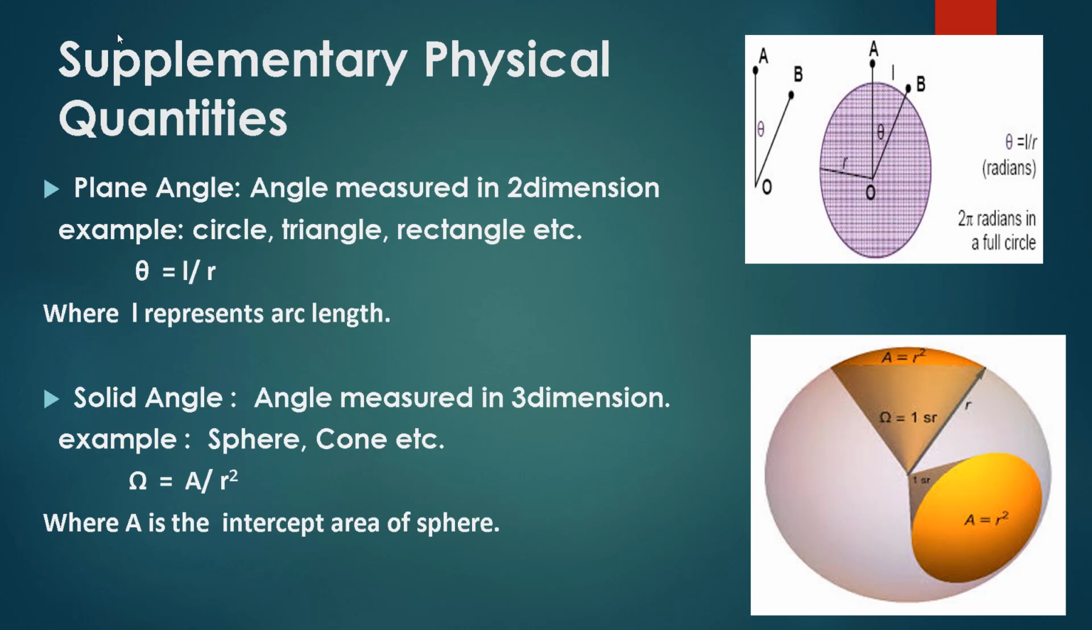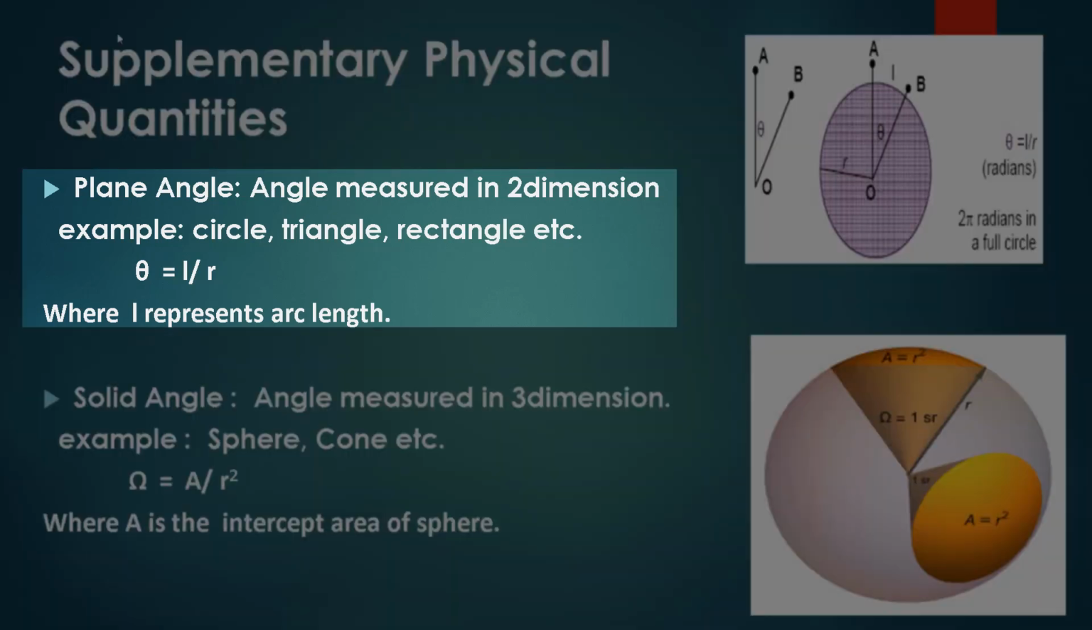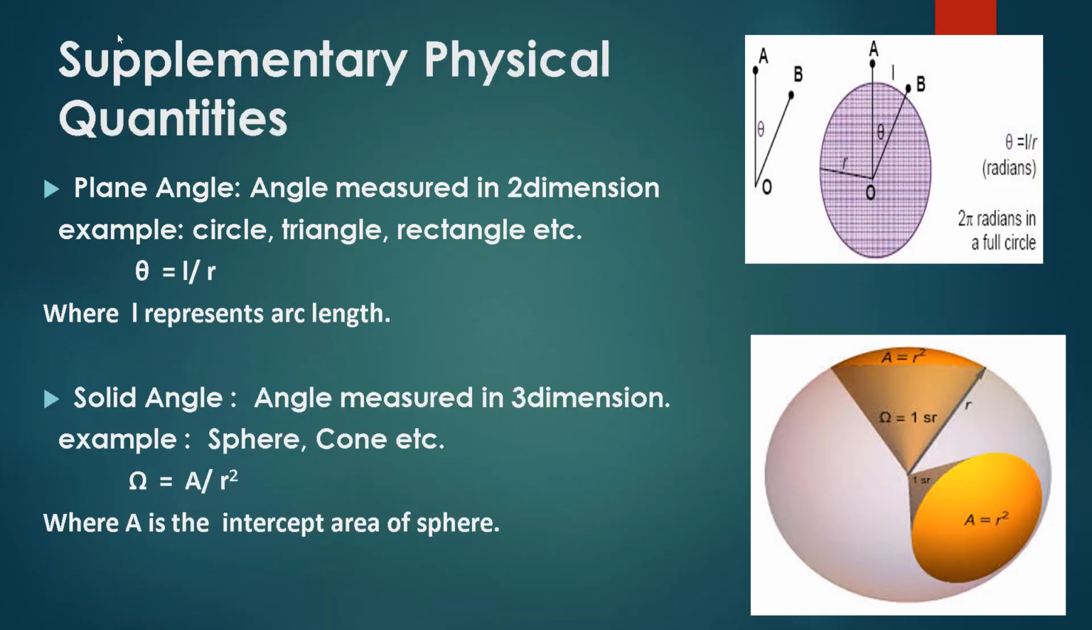Supplementary physical quantities: plane angle is an angle measured in two dimensions, like an angle measured in a circle, a triangle, or a rectangle. So how do we measure it? Using the arc length and the radius of a circle. The plane angle theta can be expressed as arc length divided by the radius of a circle. The maximum angle measured in a circle is 2 pi radian.